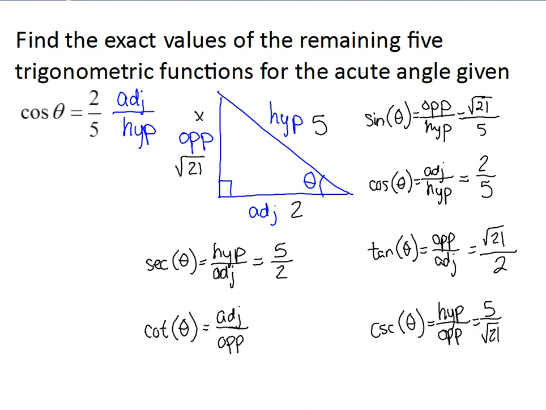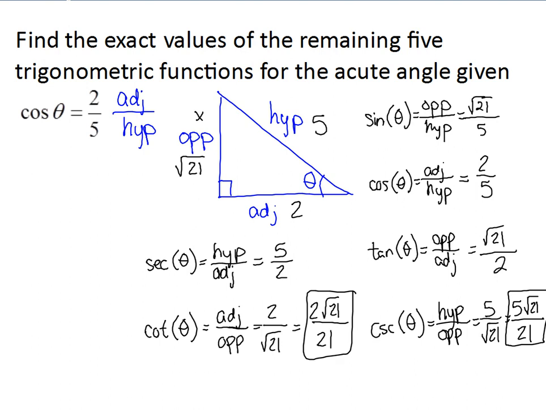But we can't leave a radical in the denominator. If you have a radical in the denominator, you move the radical to the top, and you leave the number on the bottom. So this one will be 5 radical 21 over 21. If the 5 and the 21 could reduce, we would do that, but in this case they are in their simplest form. Then cotangent is adjacent over opposite. Again, we have a radical in the denominator. So when you have this, you bring your radical to the numerator, and you leave the number that's inside the radical in the denominator. So we would simplify this to be 2 radical 21 over 21.